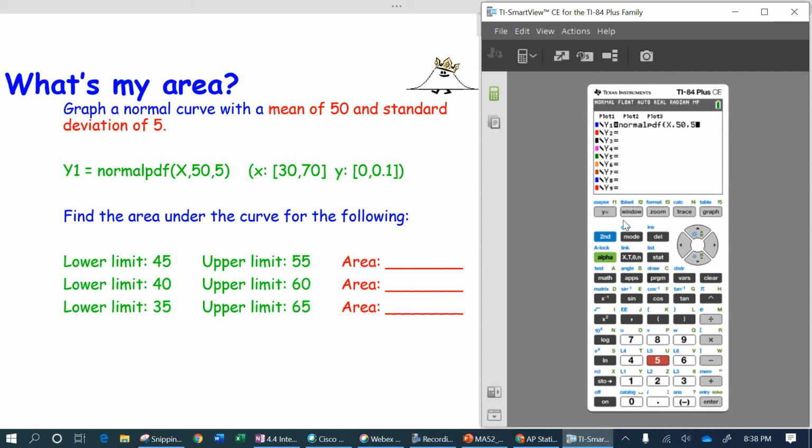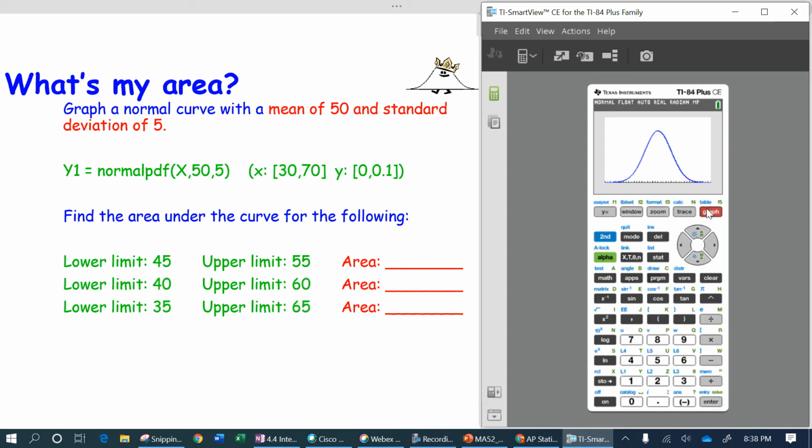So now I just need to go into my window and change my window so that I have a minimum of 30 and a maximum of 70 for my x values. And for my y's, I have a minimum of 0 and a maximum of 0.1. And then when I graph that, here I see a slightly different curve. So we're going to find the area under the curve for the following.